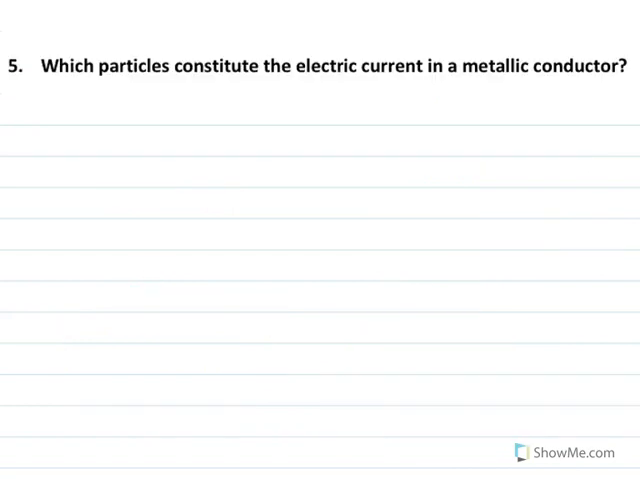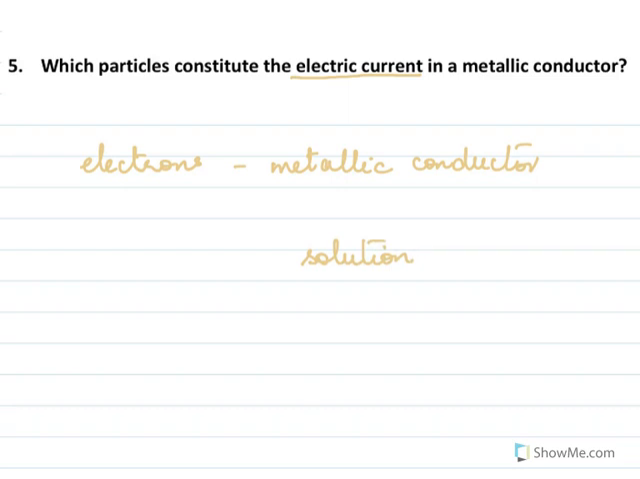Which particles constitute electric current in a metallic conductor? It is the electrons. In a metallic conductor, it is the electrons that constitute current. However, in a solution, in an aqueous solution or any solution, it is the ions that conduct electricity. So you need to remember this.